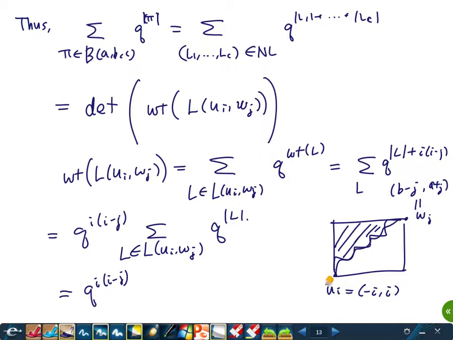So this is like this: A plus B choose B plus i minus j, the Q binomial coefficient. If you consider this rectangle, then you will get this. So we know exactly what this ij entry is.